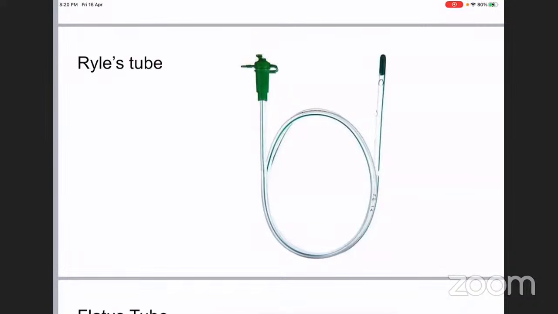Okay, the first mark is seen 40 centimeters from the tip of the Ryle's tube, and once you insert the Ryle's tube, if the first mark is at the nostril, it means that the tip of the Ryle's tube is at the cardia of the stomach or at the esophagogastric junction. Okay. So another question for you.